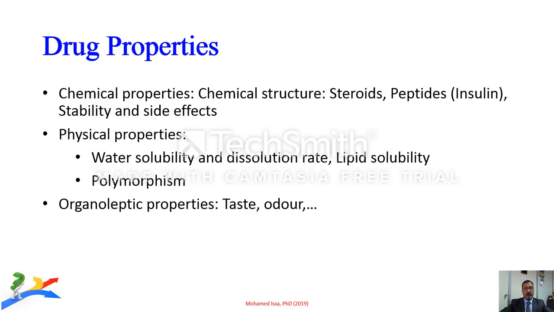Organoleptic properties is very important. Most of the drugs that we use have unpleasant taste, or sometimes unpleasant taste and unpleasant odor. So the way these drugs are presented to the patient will depend largely on their properties. For example, if the drug is very bitter, it's highly unlikely to use it as a syrup or as a suspension. Maybe I go for tablet, I go for capsule, so it cannot actually taste the drug.